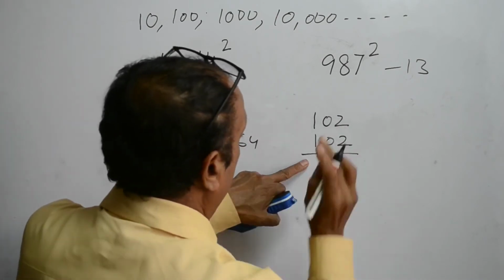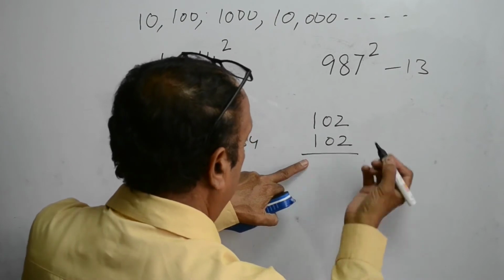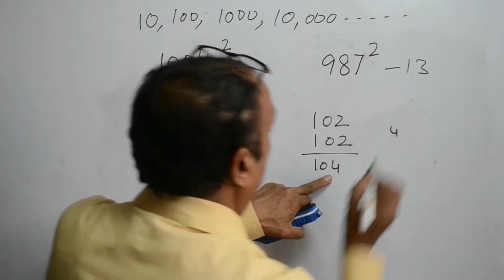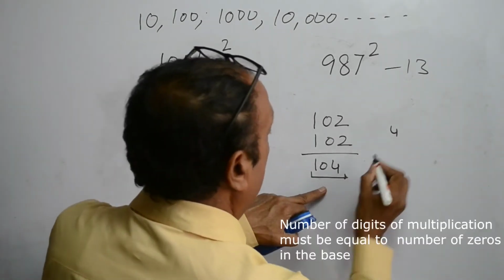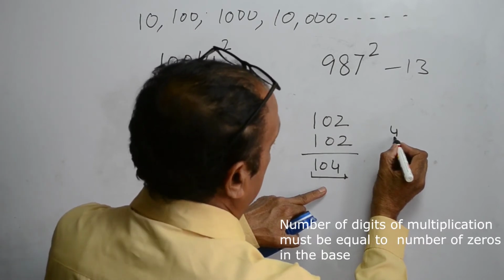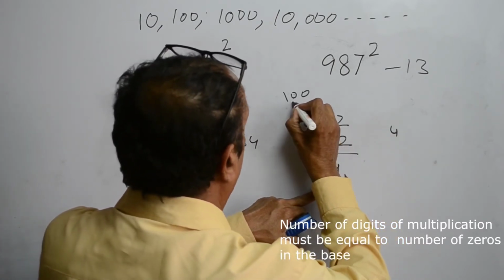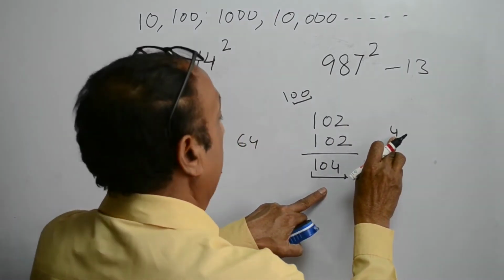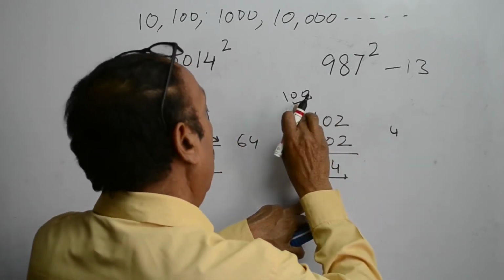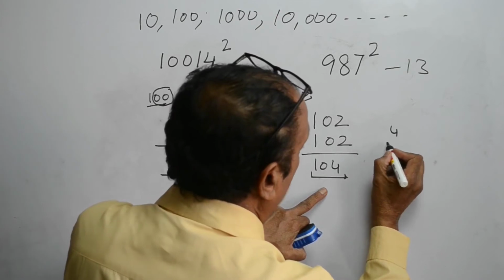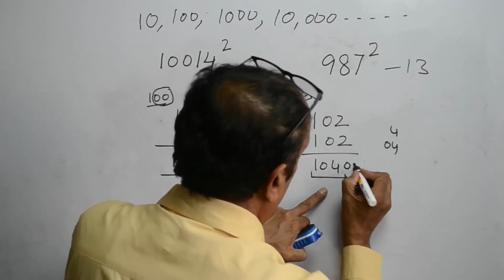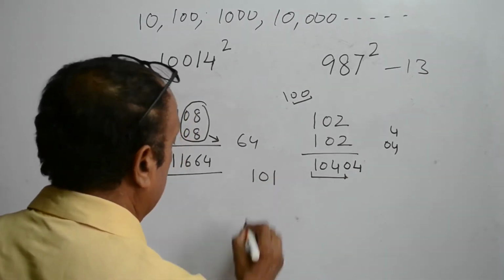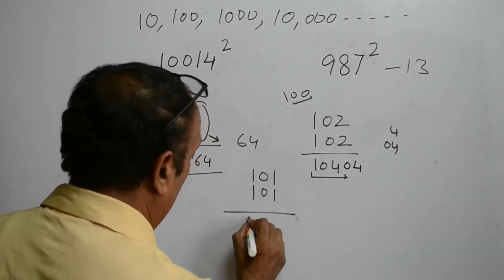So in 100 add 2 and 2, it is 4. 100 plus 4 is 104. Now multiply 2 by 2, we get 4. Please note that after doing this addition, the number of digits of the multiplication must be equal to the number of zeros in the base. We have 2 zeros in the base, so the digits in the multiplication must have two digits. So we will make it two digits. It will be 04. So the answer is 10404.